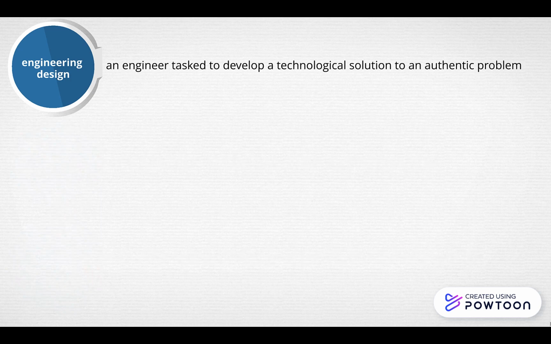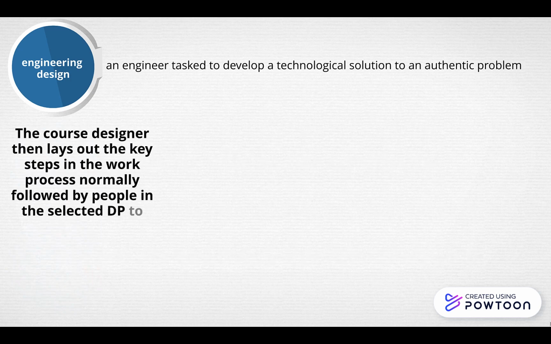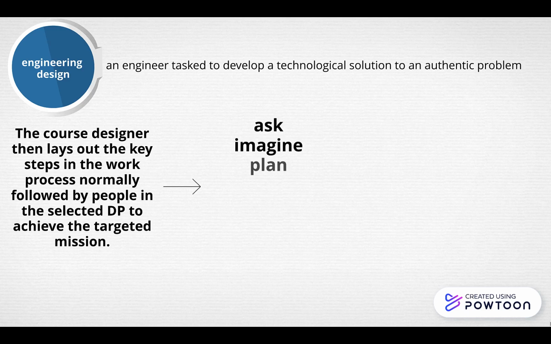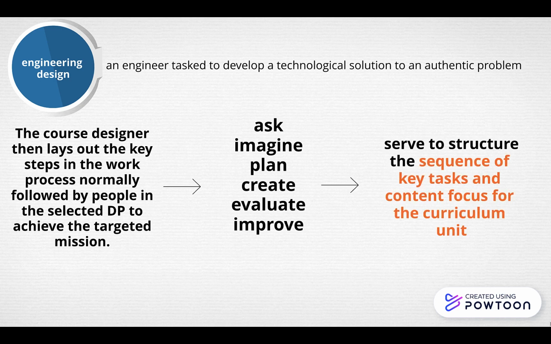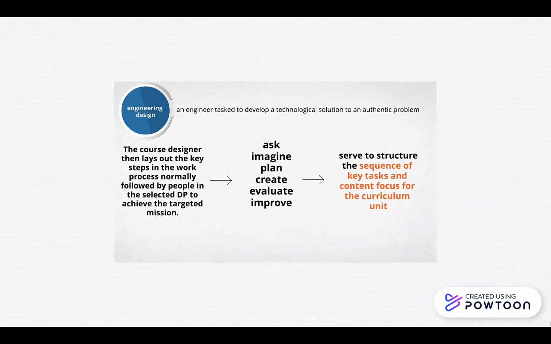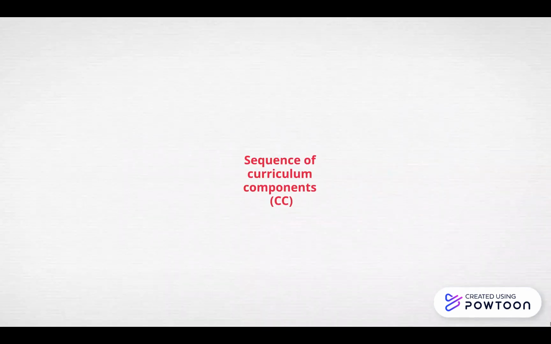The course designer then lays out the key steps in the work process normally followed by people in the selected DP to achieve the targeted mission. For example, a simple engineering design cycle could involve the steps to ask, imagine, plan, create, evaluate, and improve. The key steps in the DP then serve to structure the sequence of key tasks and content focus for the curriculum unit, forming a sequence of curriculum components, CC.